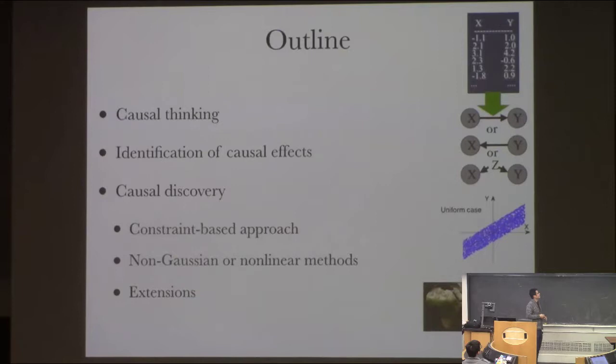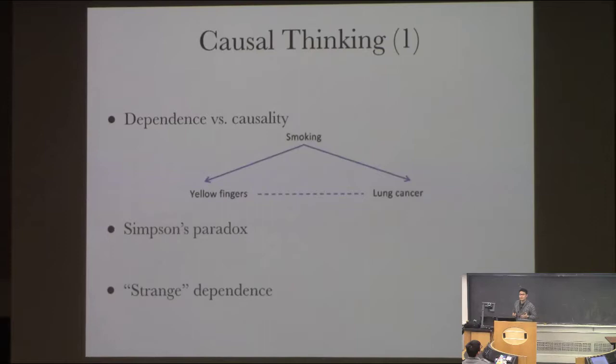Clearly, we know we should distinguish causal connections from associational information. This is an example intensively discussed by Fisher in the 1950s. Basically, you can see, finally, they agreed that smoking is a common cause, and yellow fingernails and lung cancer are correlated. There's some associational information between yellow fingers and lung cancer because of smoking, right?